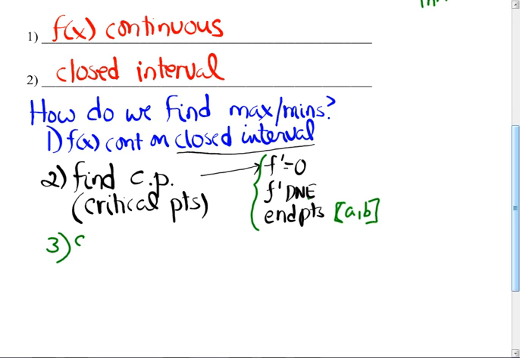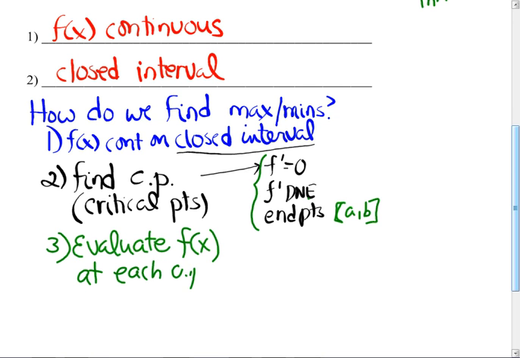That's the third step. Evaluate. I'm not evaluating the derivative. I've already used the derivative. Evaluate f of x at each critical point. I make a little table. You don't have to, but I do. At each critical point: where the derivative is 0, where it's undefined, and at the endpoints. So I make little tables here. Okay, that's how you do it.